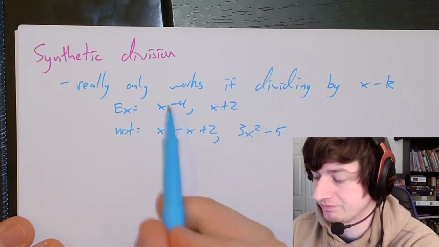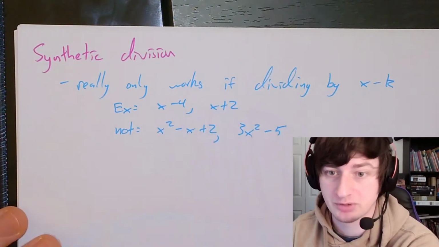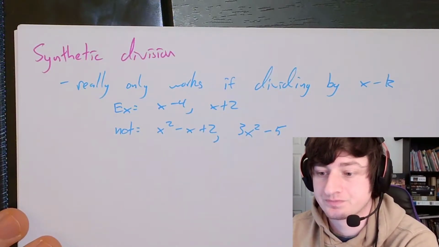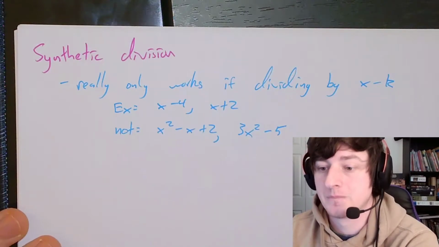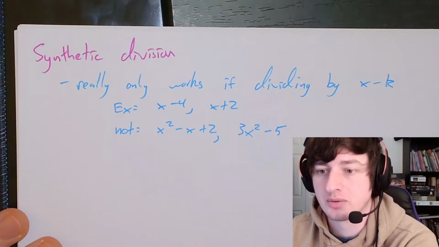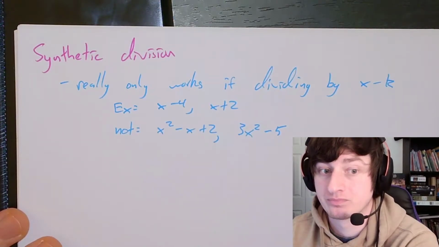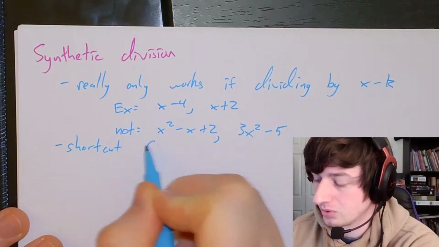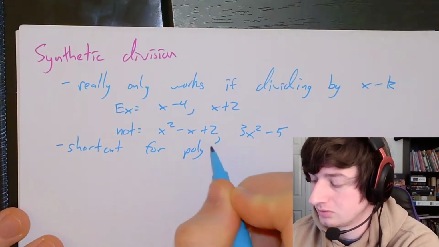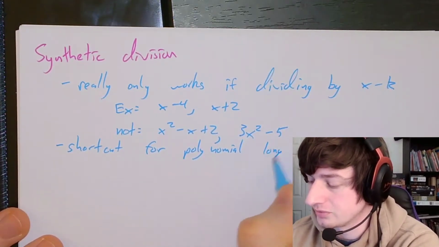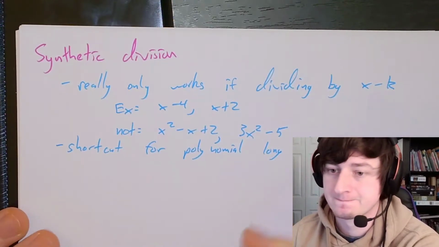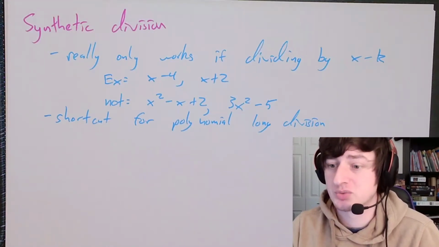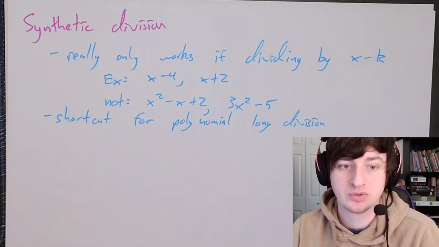Okay, so this is the kind of thing we're looking for: x minus or x plus some number. It would work for that other thing, like 3x minus 4. We're talking about the stuff for the homework that I sent yesterday. This is a shortcut for polynomial long division. It also does some other stuff. We're going to use it to evaluate as well, but I'll talk about that after we talk about how it actually works.